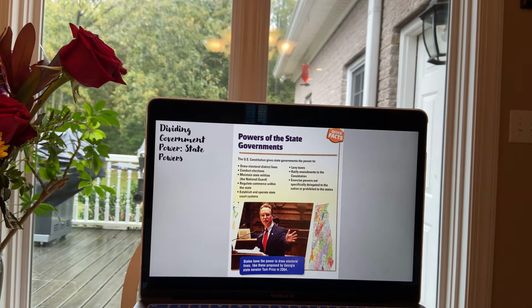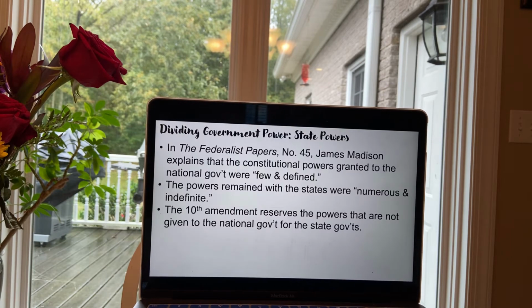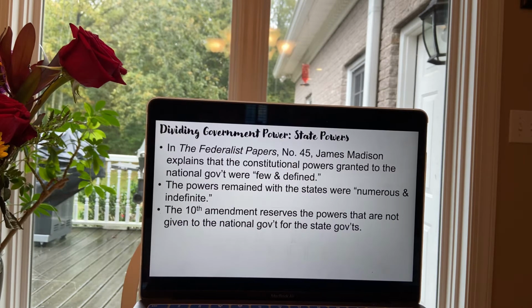These are some examples of state powers. In Federalist Paper number 45, James Madison explains that the Constitution grants powers to the national government, and they are few and defined, whereas the powers that are given to the states are numerous and indefinite. The 10th Amendment reserves the powers that are not given to the national government to the state governments.